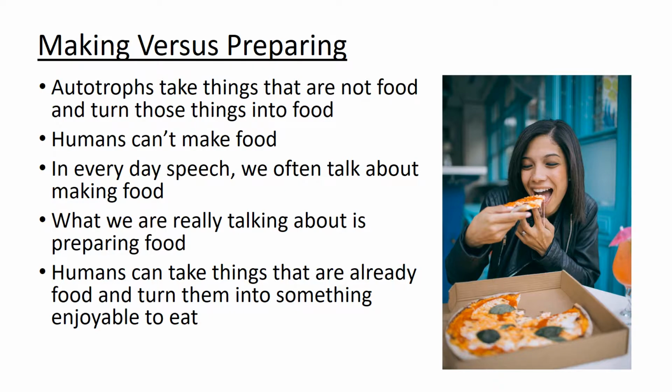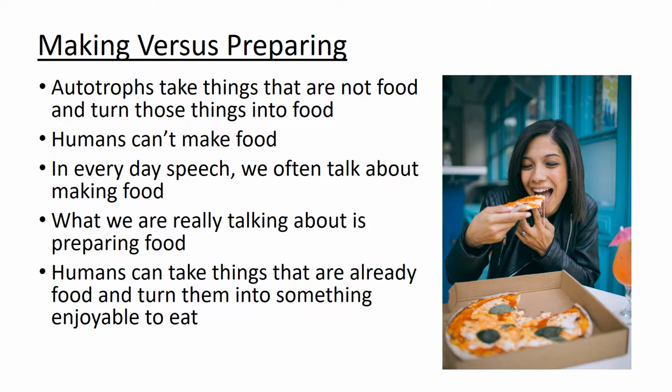I want to make a distinction between making food and preparing food. Autotrophs take things that are not food and turn those things into food. Heterotrophs can't do that, and humans are heterotrophs, so humans can't make food. Now, in everyday speech, we often talk about making food. And I'm not telling you not to do this, but I think this is a point of confusion because in biology class, when we say make food, we mean take things that aren't food and turn them into food. We're using the word a little differently than we do in everyday speech.